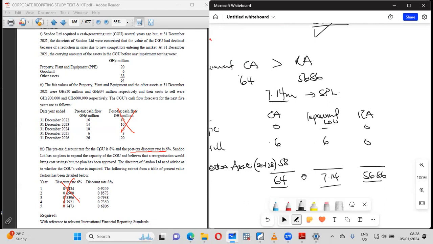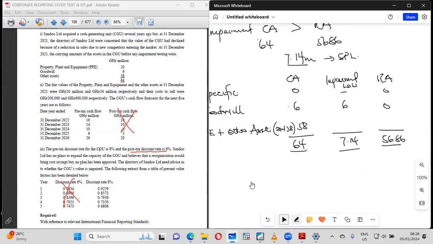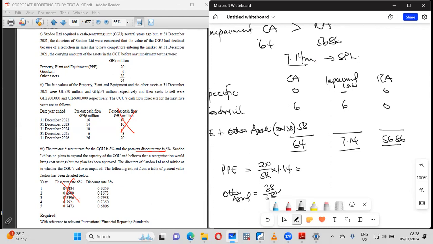How do we share that? We will have to share it because the PPE part will be what? The PPE is 20, so it will be 20 over 58 multiplied by the 1.14 that we have to share. Then the other assets together, there's no breakdown. So that one is what? 38 over 58 multiplied by 1.14. How much are we going to get for these? Okay, so that is how you share.